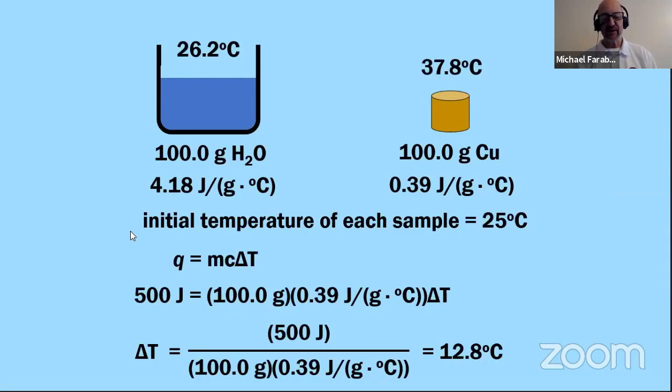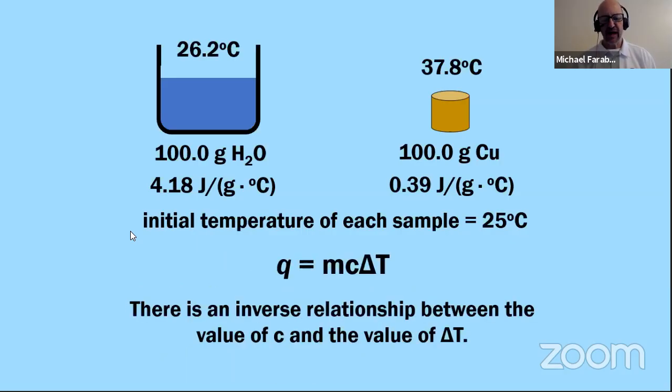Now, I probably should have said 25.0 degrees Celsius, so I would have the proper sig figs, but I'm just focusing on the magnitude here. So again, inverse relationship between the value of C and the value of delta T.